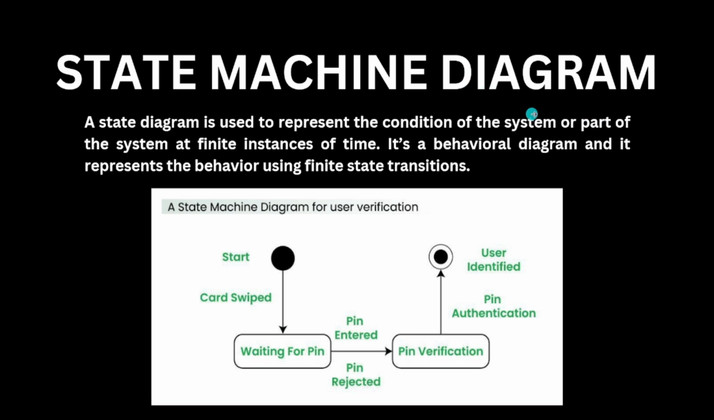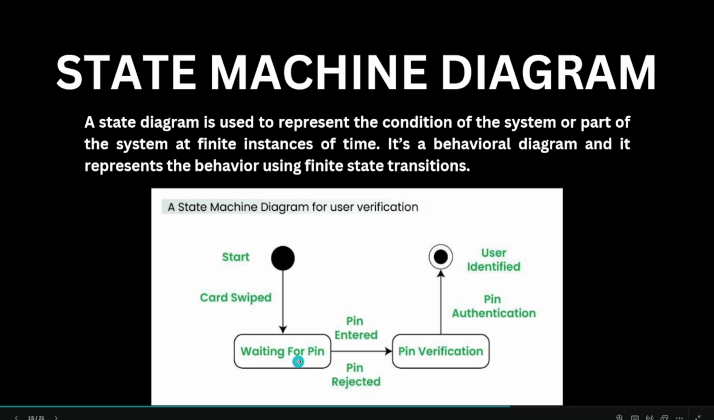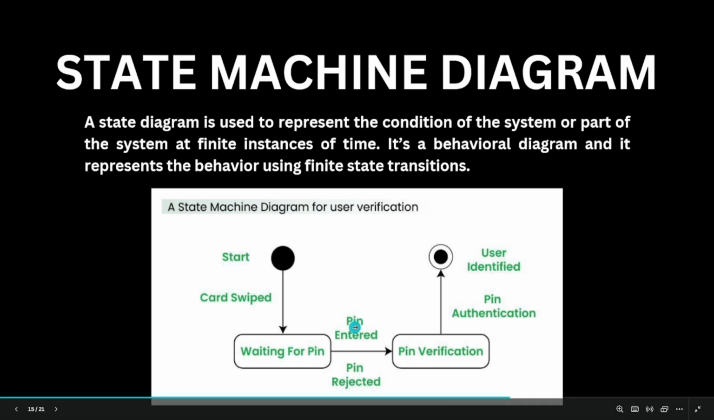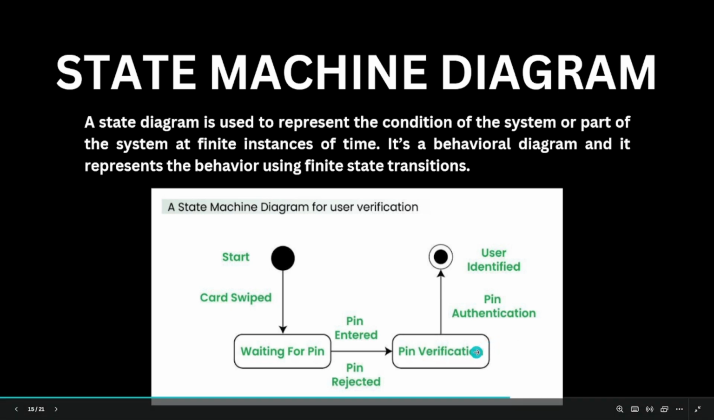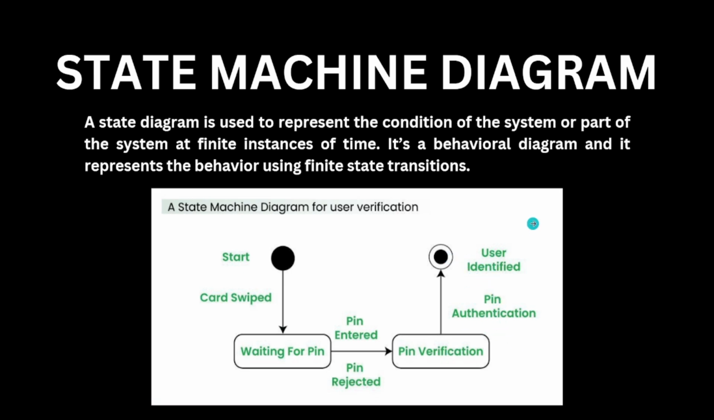So as you can see here, as an example, when we verify someone, we start and we swipe the card on. So this example is like an ATM and we're waiting for the PIN. If it's entered, it will be verified, but if it's wrong, it can be rejected. Then after that, the user can identify.